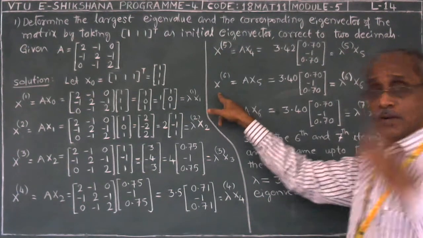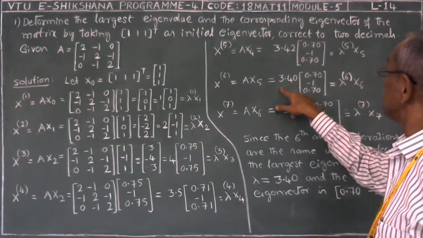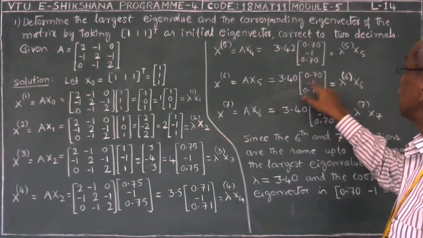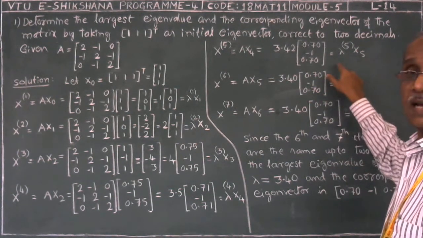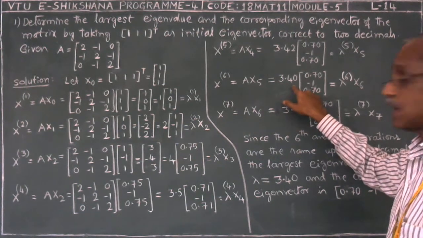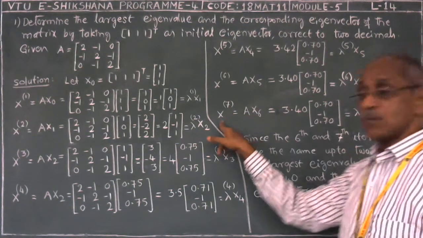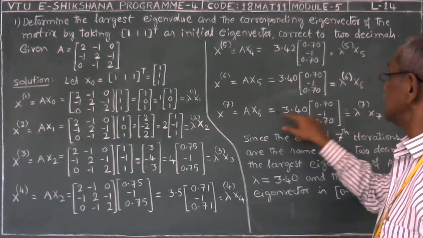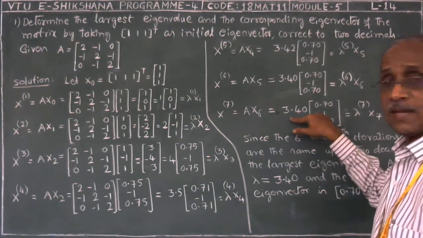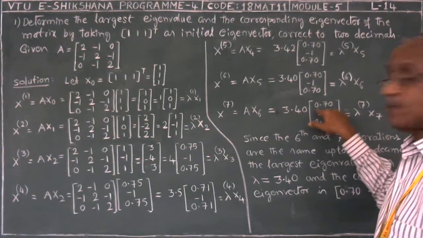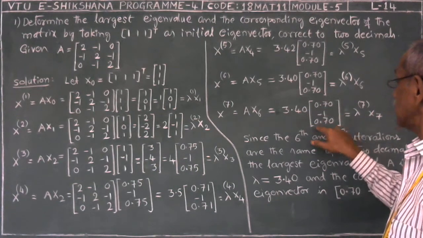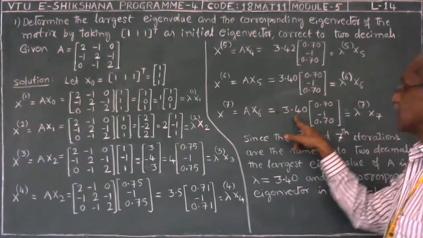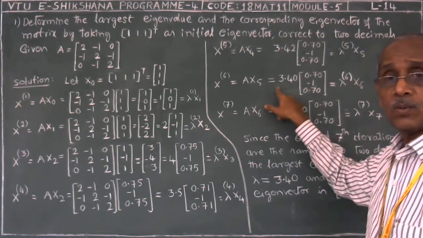So likewise, we compute x6. X6 will simplify to 3.40 times 0.70, minus 1, 0.70. We call this lambda 6, x6. So 3.40 is lambda 6, and this is your x6. And then we compute x7, A into x6, and this will simplify, similarly as in the previous case, to 3.40 with the vector 0.70, minus 1, 0.70. Now, compare the 7th and 6th iterations, they are almost exactly the same up to 2 decimal places.